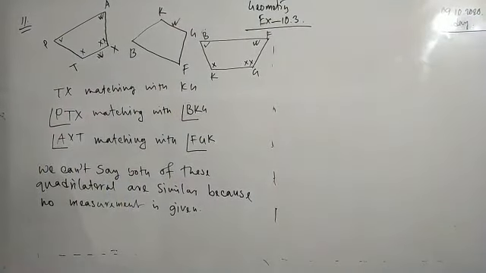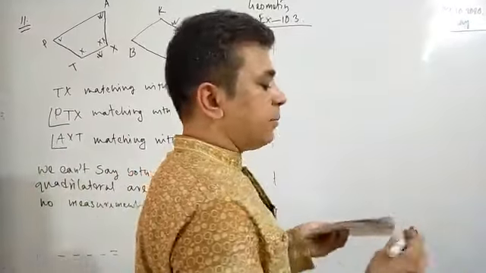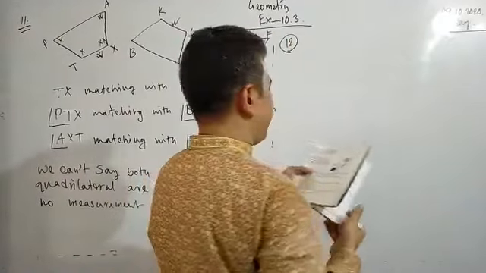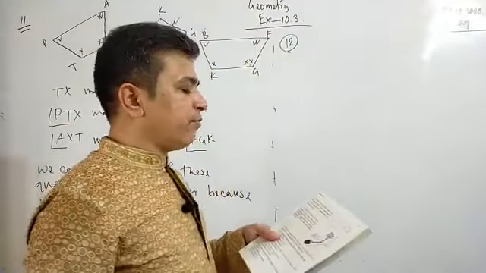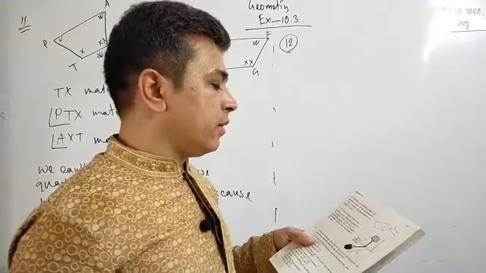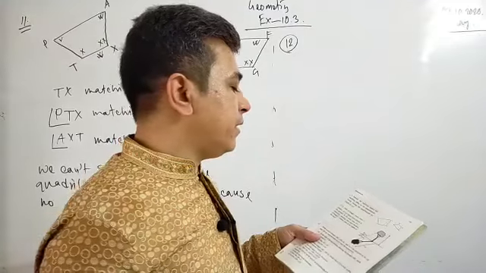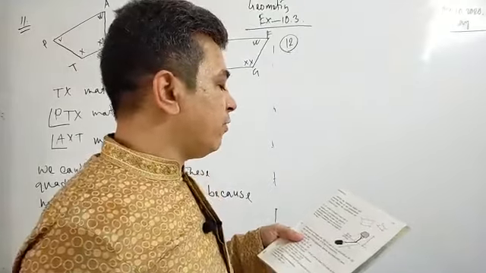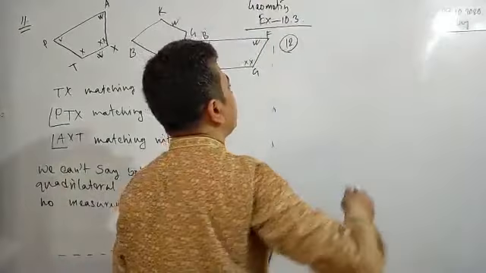Okay. Number 12. Number 12, what it is? A stick of length 1 meter cast a shadow of 0.4 meter when placed in the ground. Okay, in the same time, if a vertically standing tree cast a shadow of length 7 meter, what is the height of the tree? Okay, this is very simple.